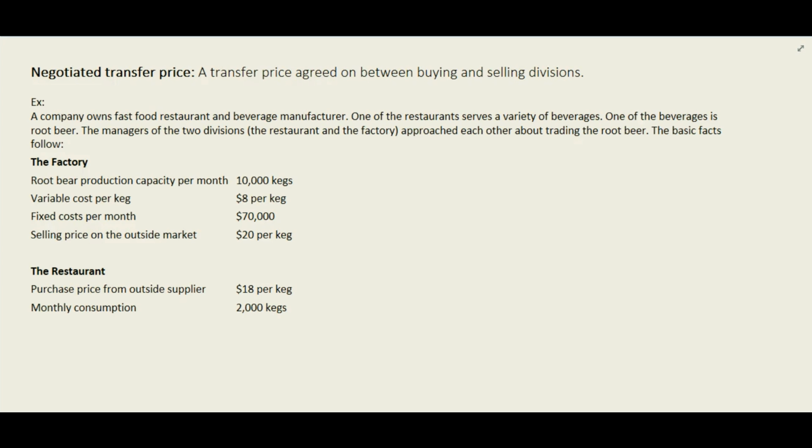So let's see how we can get the transfer price. Of course, we won't be able to specifically and precisely tell what the transfer price will be, because it's a negotiated transfer price, but we can set the range that they will negotiate within. So let's see.